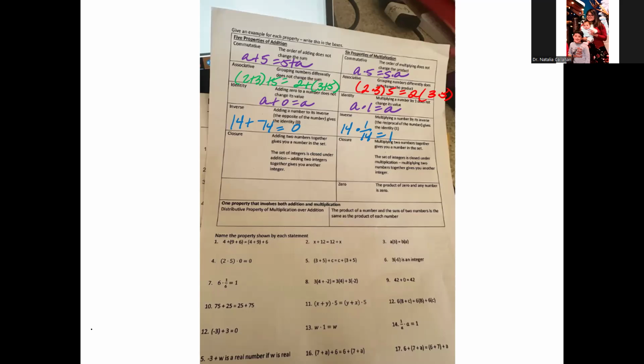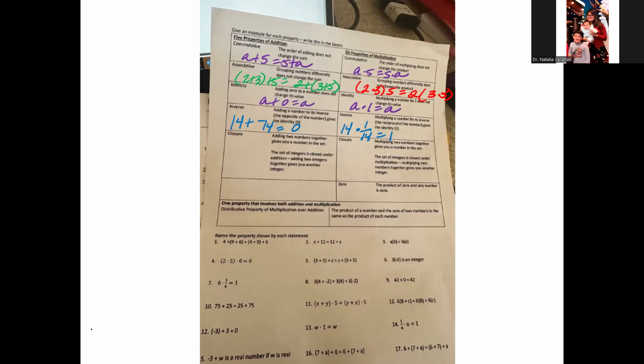Okay, then what? Closure, I did 3 plus 2 is equal to 5. 3, 2, and 5 are all whole numbers. For closure, multiplying, I did 3 times 2 is equal to 6. 3, 2, and 6 are all whole numbers. Mm-hmm.